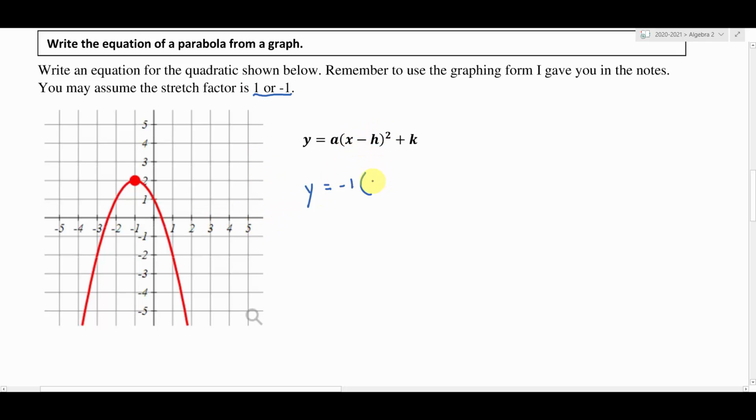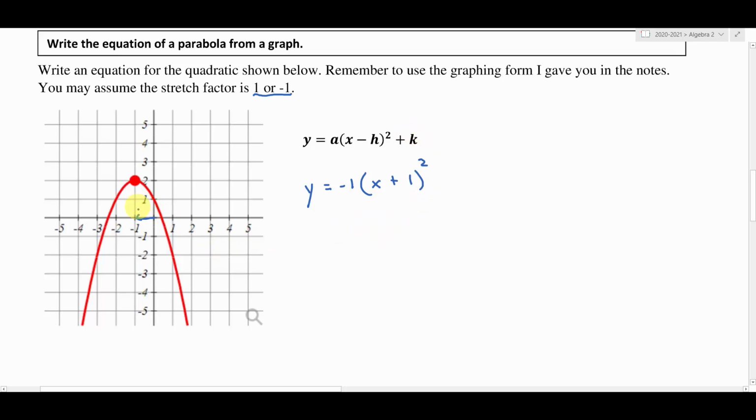I'm going to go inside the parentheses where we have x minus h, and to determine the h value, I look at the vertex. I notice that the vertex has moved to the left 1 unit. So that means I need a +1 inside of the parentheses. Don't forget your exponent of 2 on the parentheses. A lot of students missed that on the quiz last week. Without the exponent of 2, you would have a line instead of a parabola.